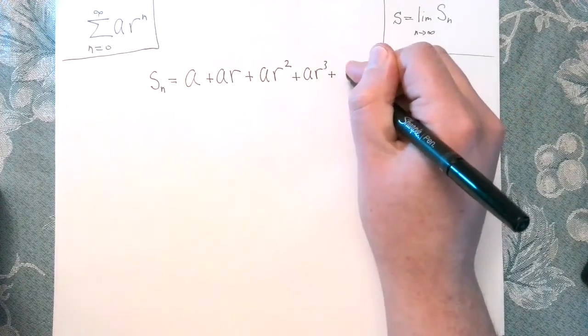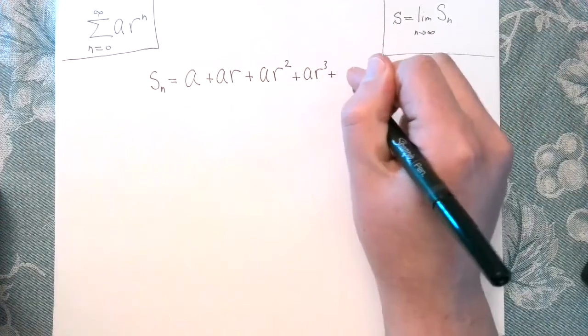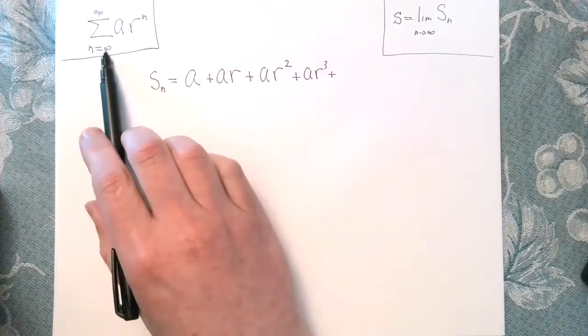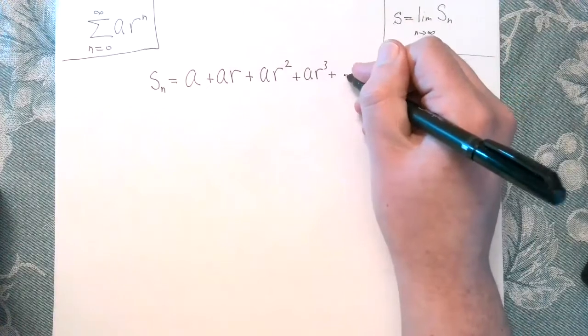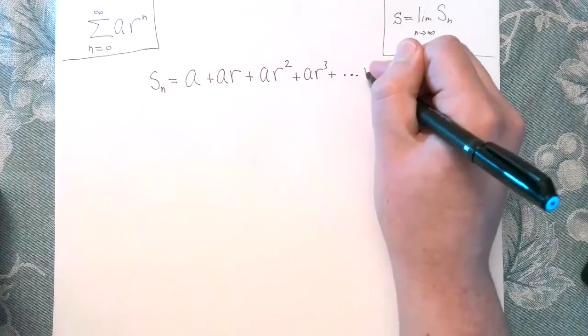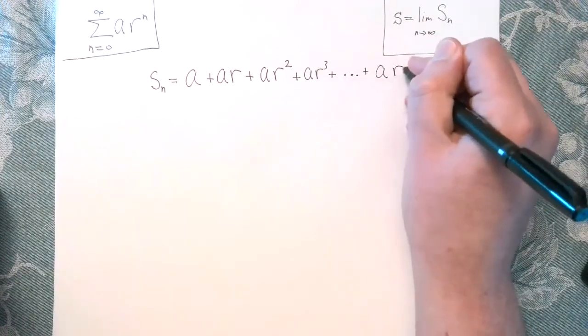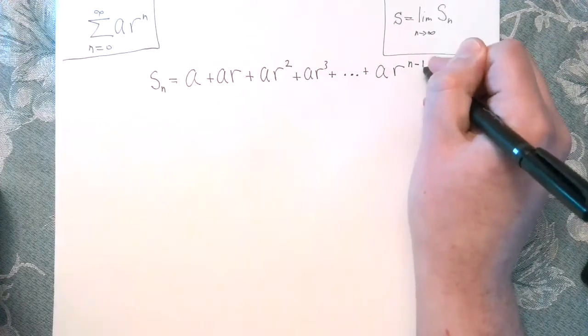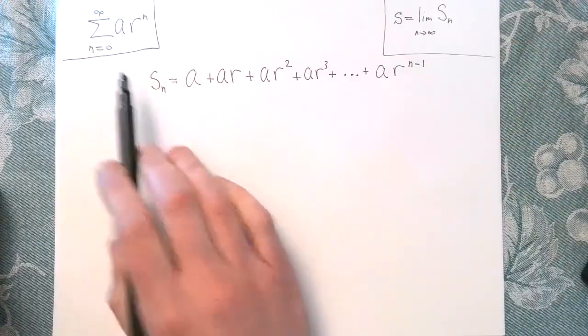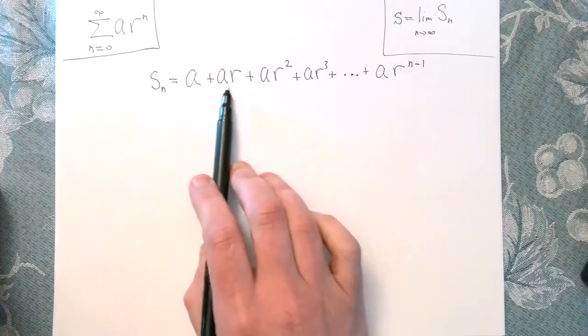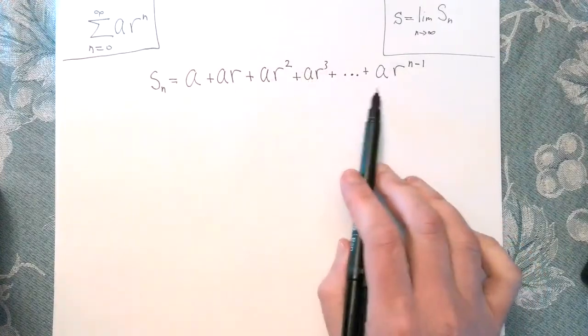So the question is, what does the nth term look like? And again, keep in mind, we are starting at n equals 0. So the nth term should look like this, a times r to the n minus 1. Again, keeping in mind we started at 0, so this is 0, 1, 2, 3. That would be the nth term.